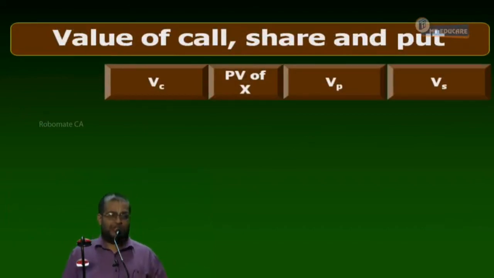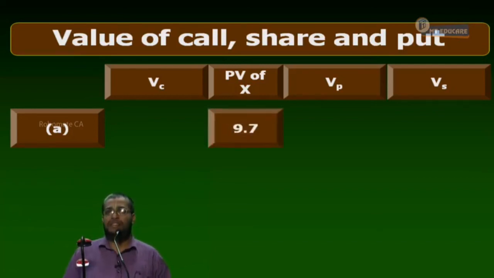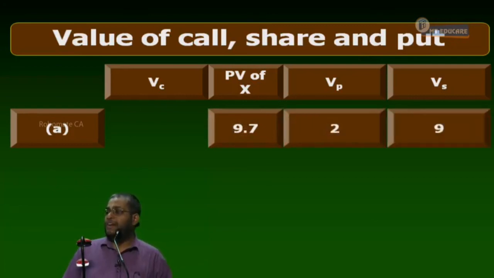Okay. Now we have 3 questions: A, B and then C. Now, all of you tell me part A. What is given? They give you the value of the put and the value of the share, and ask you to find the value of the call. What is PV of X? 9.7. What is the value of the put? 2. What is the value of the call? 9. What should be the value of the share? 9 plus 2 minus 9.7.